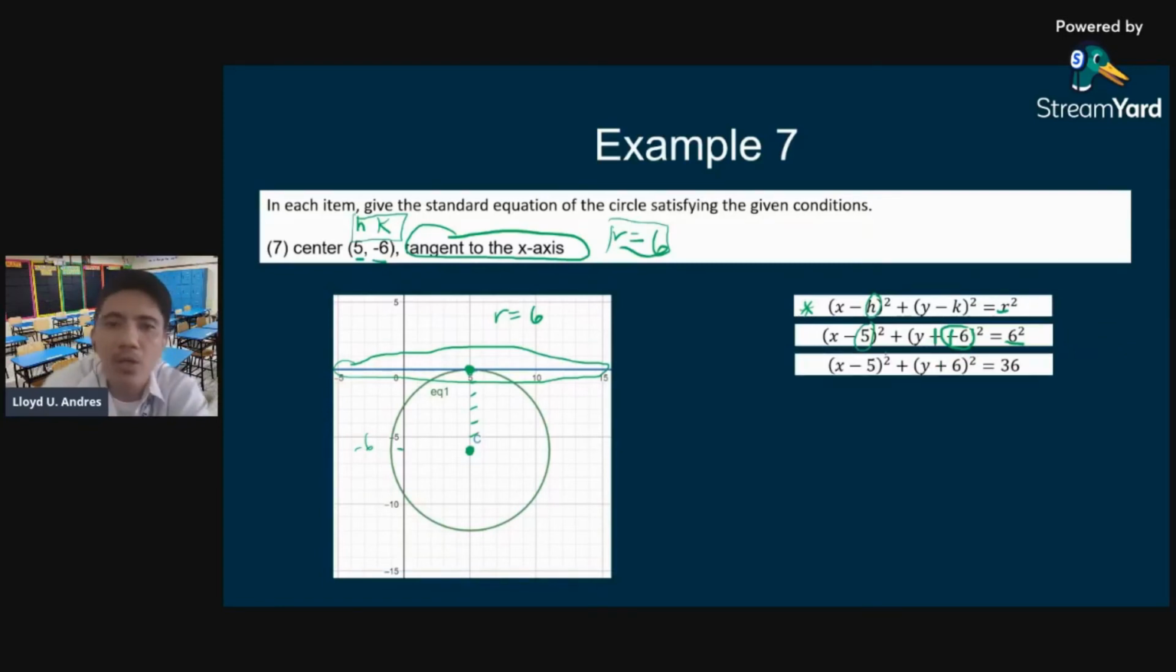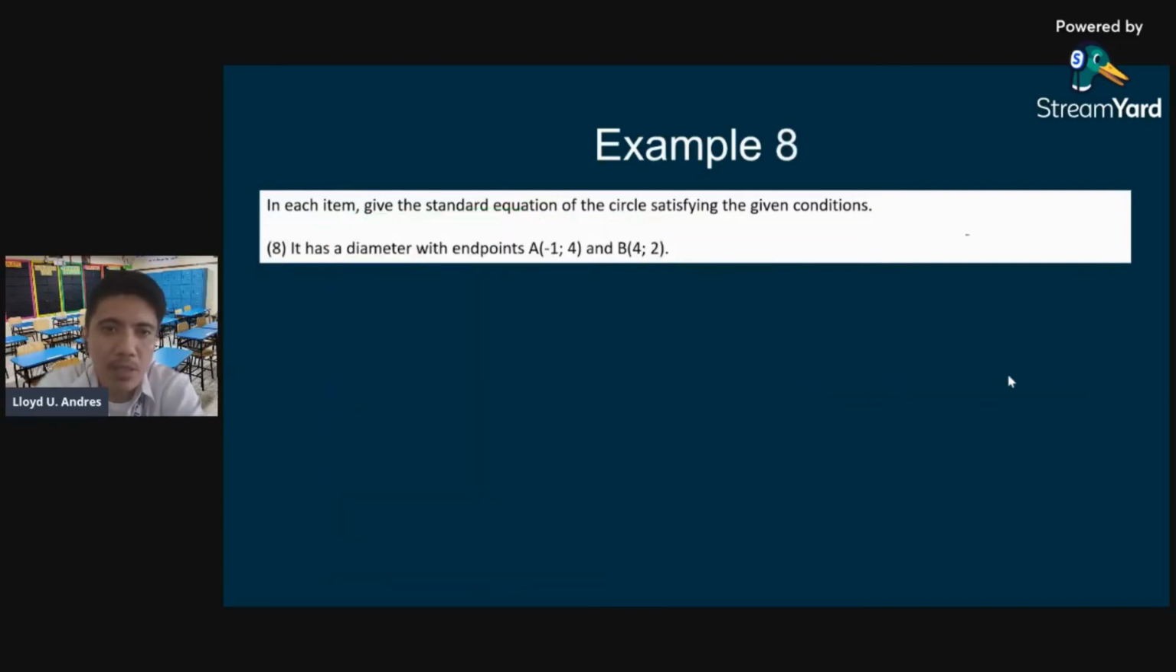So therefore, the standard equation of a circle whose center is at 5, -6 and tangent to the x-axis is this one: the quantity of x minus 5 squared plus the quantity of y plus 6 squared equals 36. So that's example 7. And lastly, this is example 8.